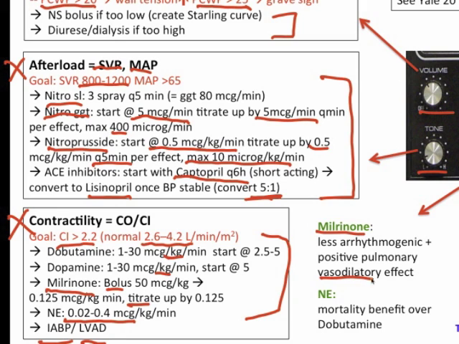It also has a vasodilatory effect, which helps decrease the resistance in your pulmonary circuit. And norepinephrine actually has been shown to have a mortality benefit over dobutamine in cardiac shock. That's why it's more often used now than dobutamine.